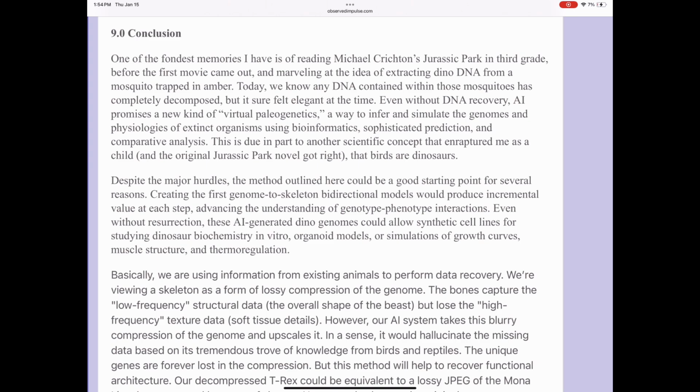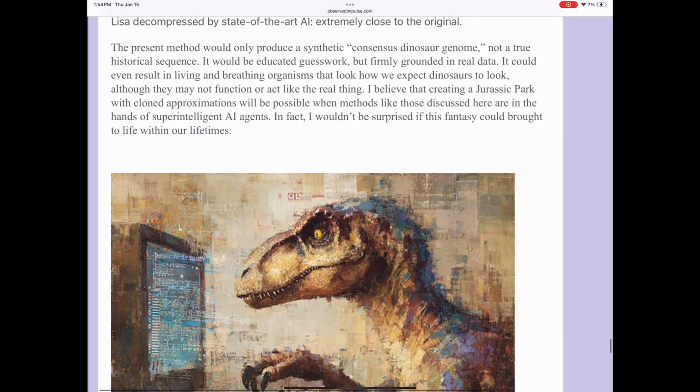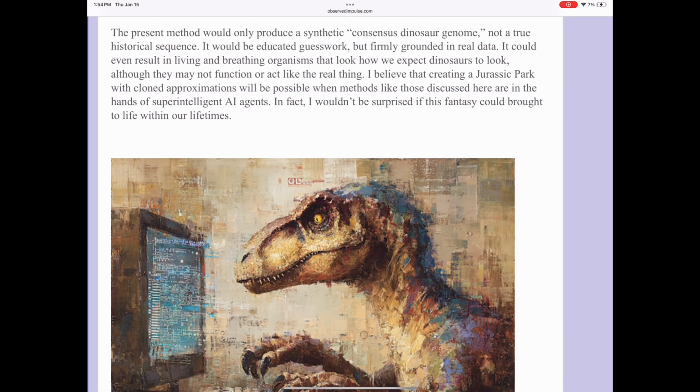Despite the major hurdles, the method outlined here could be a good starting point for several reasons. Creating the first genome-to-skeleton bidirectional models would produce incremental value at each step, advancing the understanding of genotype-phenotype interactions. Even without resurrection, these AI-generated dino genomes could allow synthetic cell lines for studying dinosaur biochemistry in vitro, organoid models, or simulations of growth curves, muscle structure, and thermoregulation. The present method would only produce a synthetic consensus dinosaur genome, not a true historical sequence. It would be educated guesswork, but firmly grounded in real data.